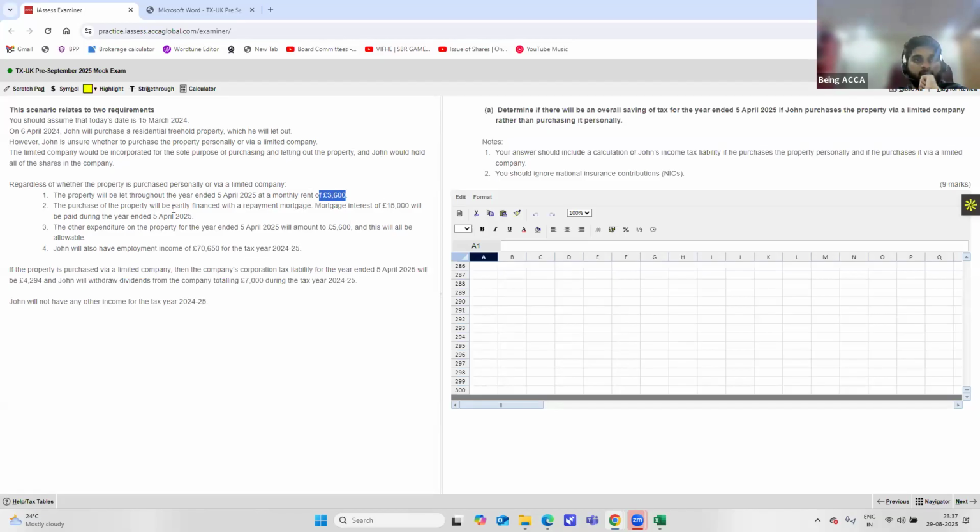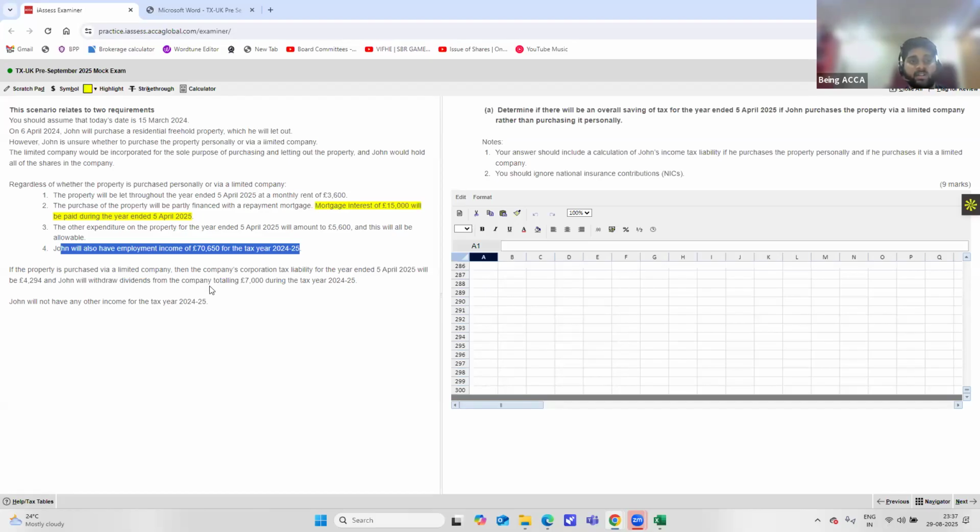The purchase of the property will be partly financed with a repayment mortgage. Mortgage interest of 15,000 will be paid during the tax year. This is the most important point to remember, very important. I'll tell you why when we go to the later part of it. The other expenditure on the property was 5,000, all of which will be allowable. It has been directly given as allowable, so it can be reduced. John will also have an employment income of 70,650 for the tax year 24-25.